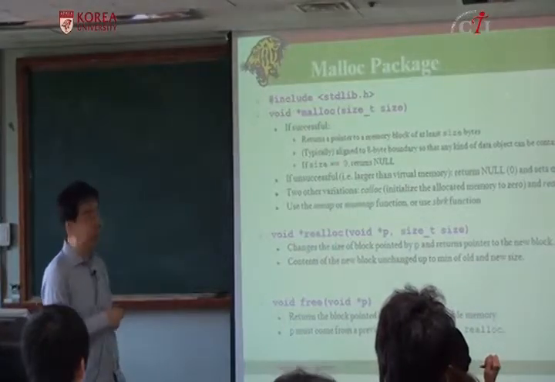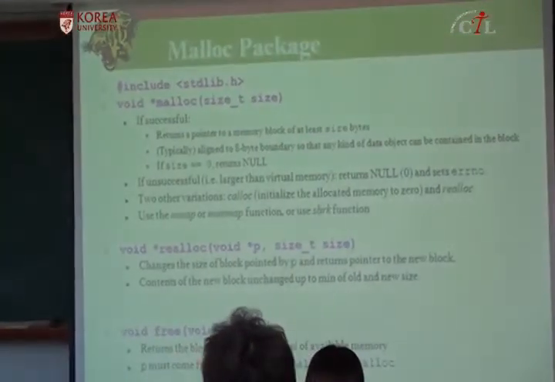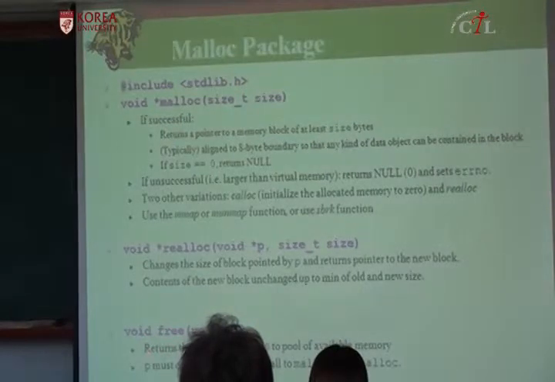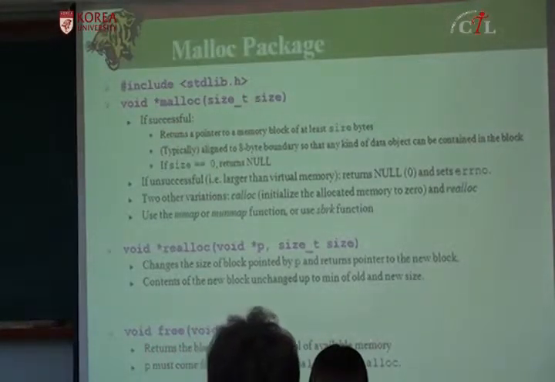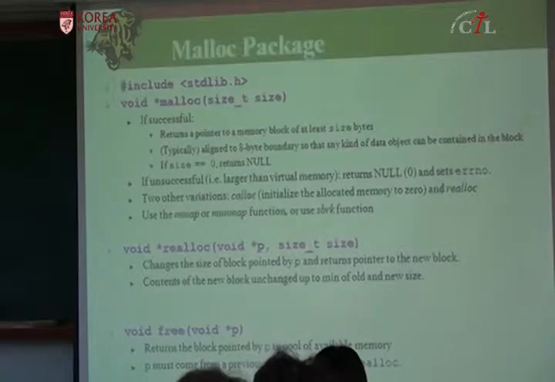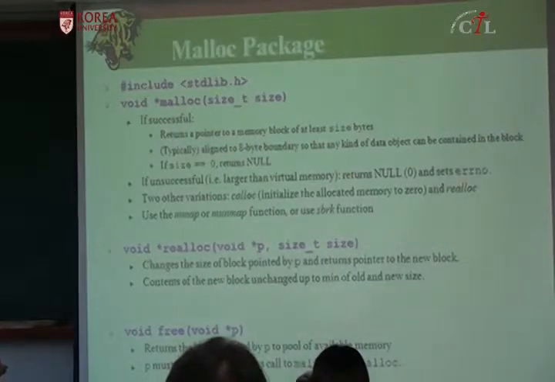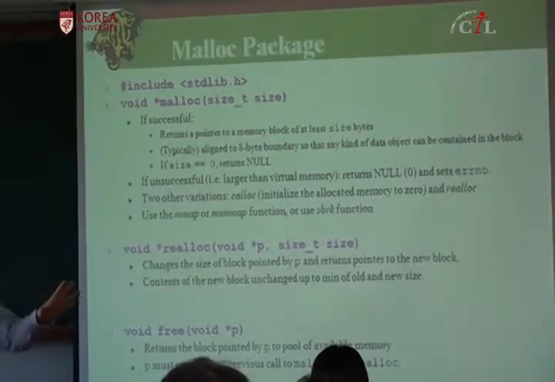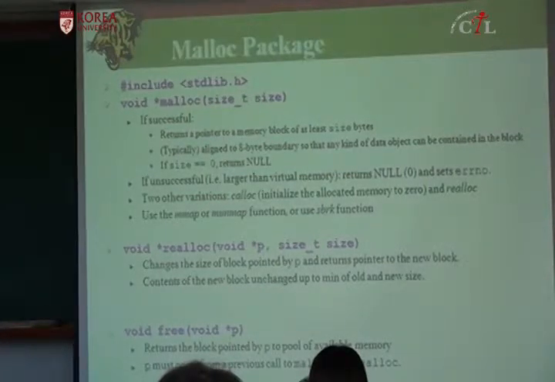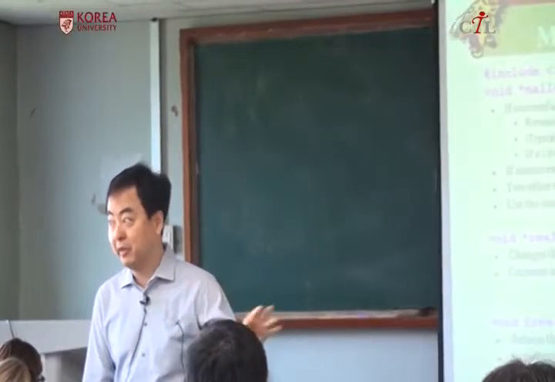Free means, because in a C program you are responsible for malloc allocation and also free, you have to free. If you free, it returns the block pointed to by p to a pool of available memory, which means it was an allocated block, but after free it becomes a free block. So the system can allocate the free space to other malloc calls. And this p must come from a previous call to malloc, which means malloc and free should be one-to-one correspondence. If you free some arbitrary space, it means error, right? You allocate and then you can free, but if you don't allocate, you cannot free.